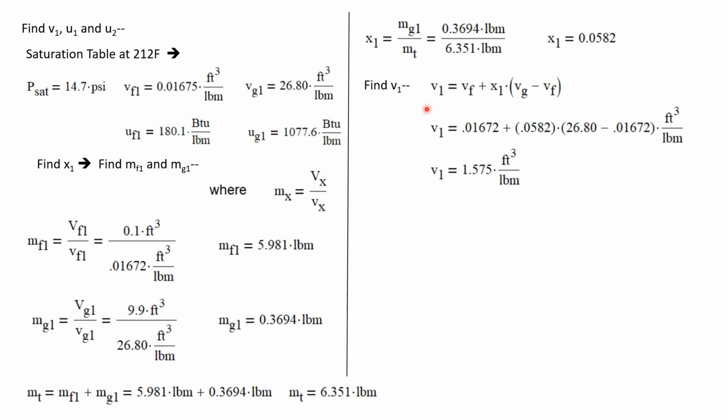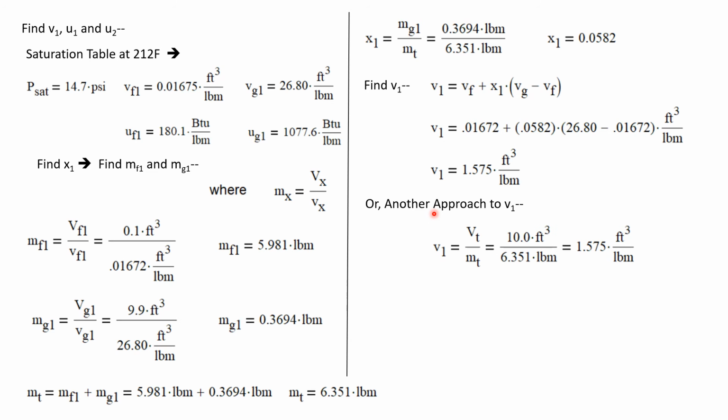Now we can find the specific volume at state 1. It's just v_f plus the quality times (v_g minus v_f). We have all these values, so we can plug them in here and we get the specific volume of the mixture at state 1. That's the total mixture, which is the saturated liquid plus the saturated vapor, all taken together. It's 1.575 cubic feet per pound mass.